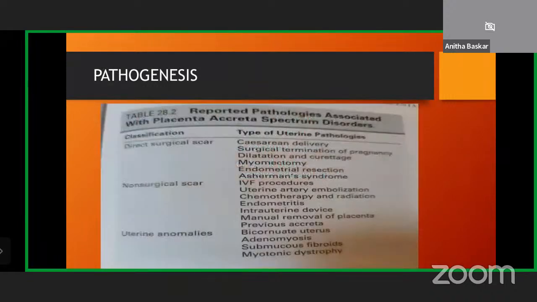These are the reported pathological associations, the reasons for the placenta accreta spectrum disorders. One is a direct surgical scar, that is cesarean section, any dilatation and curettage, myomectomy, endometrial resection. Non-surgical causes are mainly IVF procedure, recurrent endometritis, intrauterine device, manual removal of placenta, and uterine anomalies, mainly the bicornuate uterus, adenomyosis, and submucous fibroids.